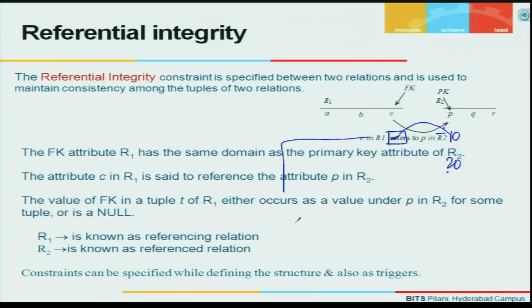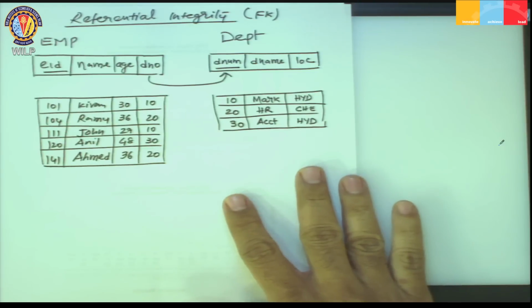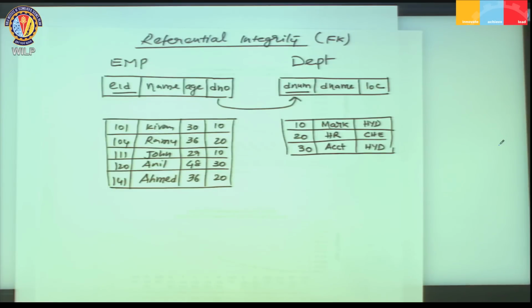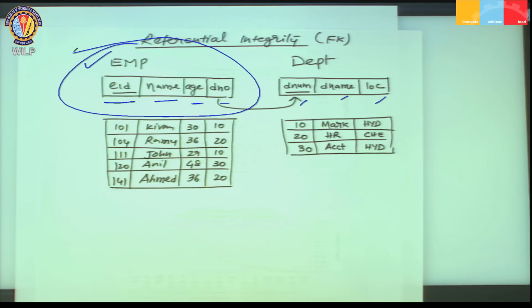Constraints can be specified while defining the structure of the table or relation, or they can be specified in the form of triggers that we will discuss later. Let us have a look at this to have a better idea about referential integrity constraints in the form of foreign keys. Let us assume that I have an employee relation which has employee ID, name, age and department number attributes, and we have a department relation which has dnum, dname and dlocation. This is how we can specify the relation schema in the relational data model.